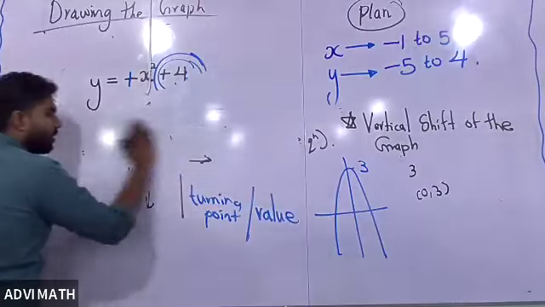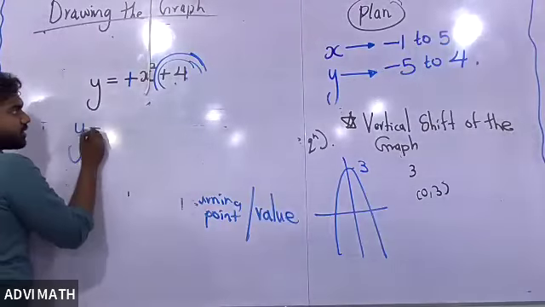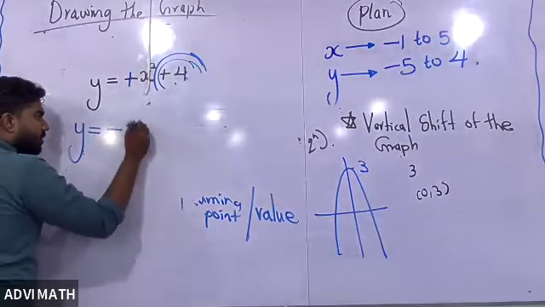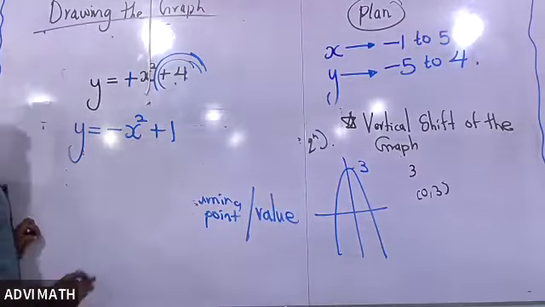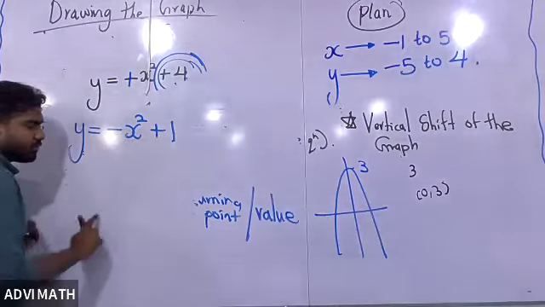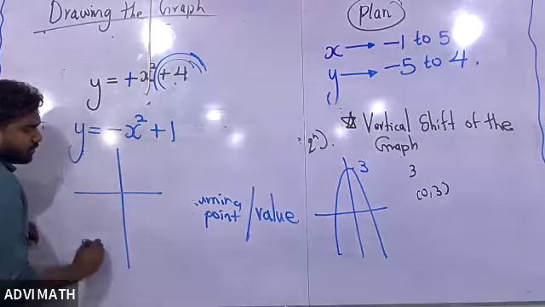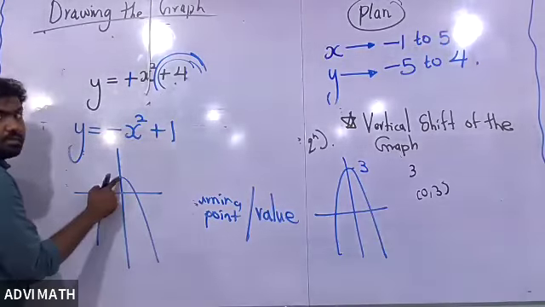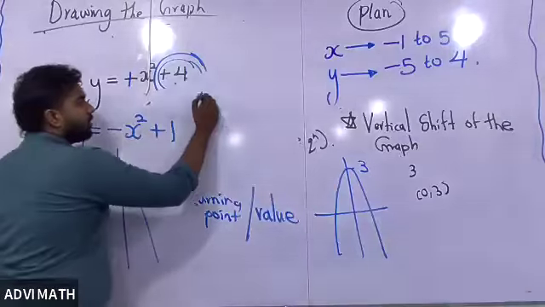Okay, look children. Now you are going to draw a rough diagram of this: minus x squared plus 1. How can I draw this? What is the nature of the graph? It should come like this. Okay. What is the value here? Plus 1. I need to draw the graph for this.